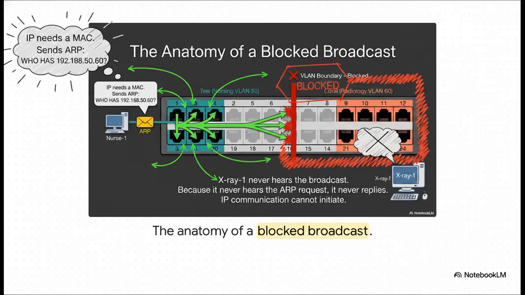And this brilliantly illustrates the hidden mechanism of network communication. Before an IP packet can even be sent, the computer needs a MAC address. So Nurse 1 sends out an ARP broadcast, basically yelling out to the network, hey, who has 192.168.50.60? Now, the rule of a switch is that broadcasts flood to all ports in the same VLAN. So the ARP request floods perfectly everywhere within the nursing VLAN 50. But broadcasts are absolutely blocked at VLAN boundaries. They hit that invisible wall. X-Ray 1 never even hears the question, which means it can never reply.